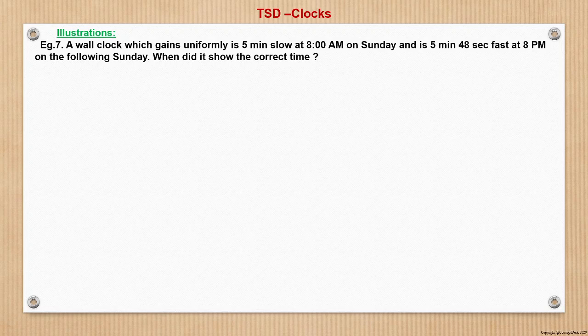Now moving to question number 7, it says that a clock which gains uniformly is 5 minutes slow at 8 a.m. on Sunday and is 5 minutes 48 seconds fast at 8 p.m. on the following Sunday. When did it show the correct time? So again a good question here. Again there is a correct clock and a faulty clock. So when the correct clock is showing 8 a.m.